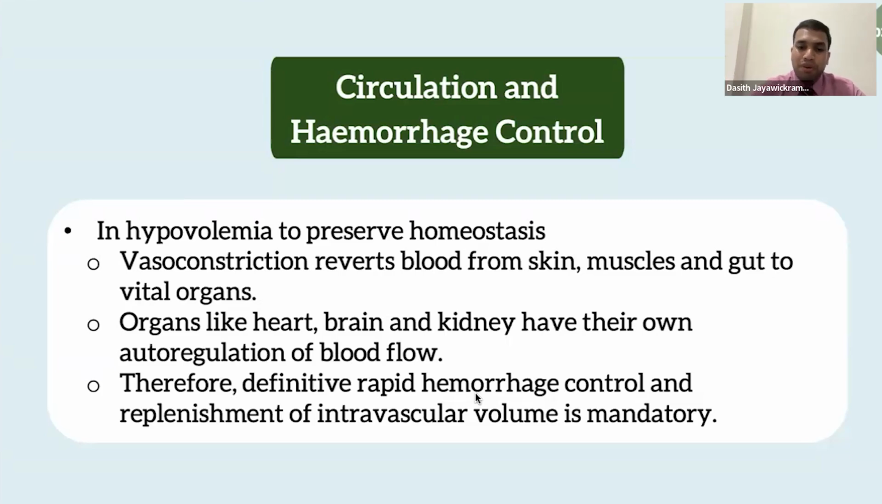So before decompensation happens, we should do hemorrhage control. We should control the hemorrhage and then replenish the intravascular volume. There's some blood lost, so we need to replace it and stop the bleeding. Those are the two principles: stop the bleeding before the body decompensates and replenish what is lost. Okay. This is the basic principle. We'll see how it is done.